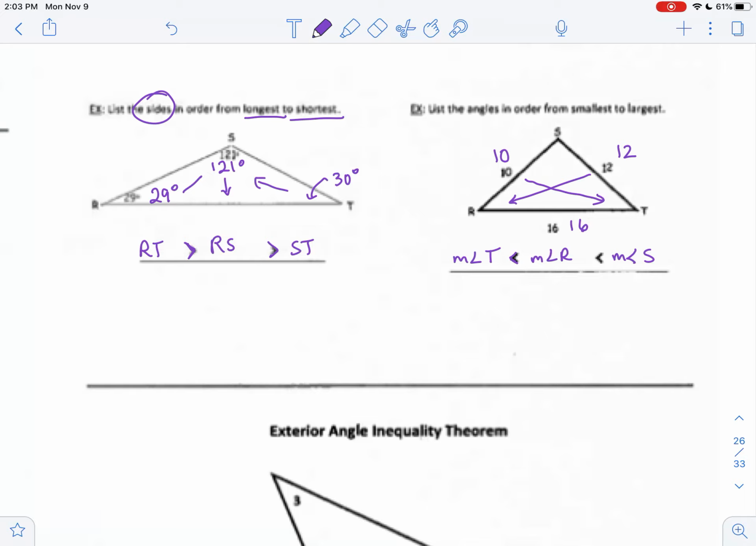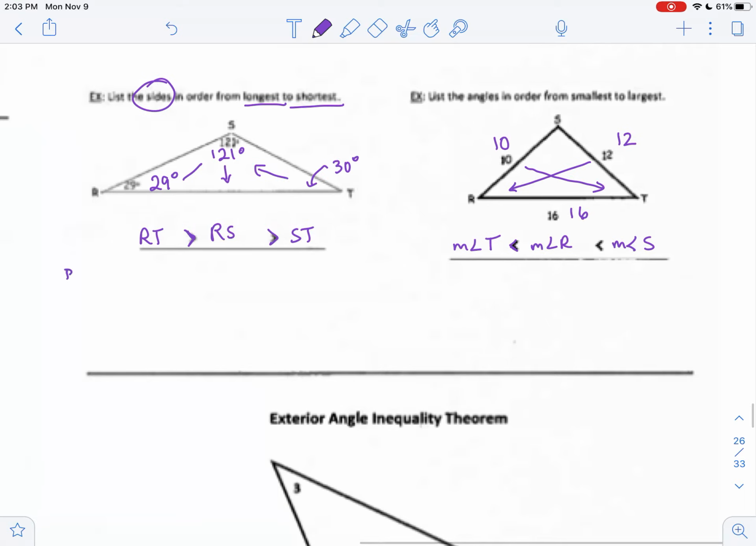Now, another type of question that they might ask, which is going to be summarized here under part 2, is they might ask us for possible range of sides. Meaning, given two sides of a triangle, what's the possible range in which the third side must fall? What's the smallest it could be? What's the largest it could be?